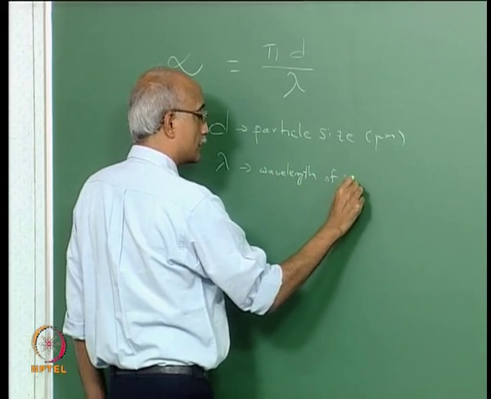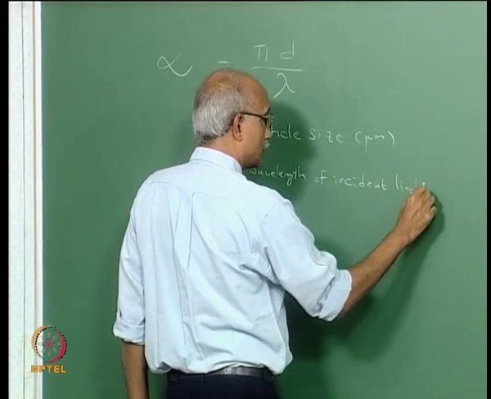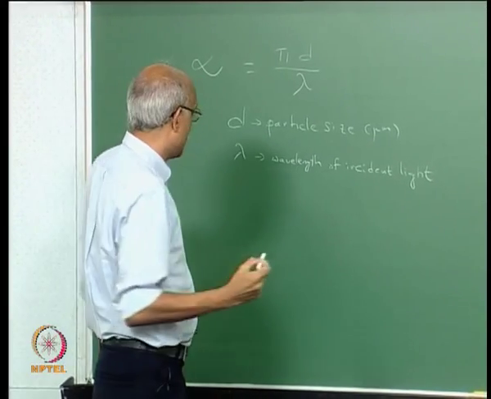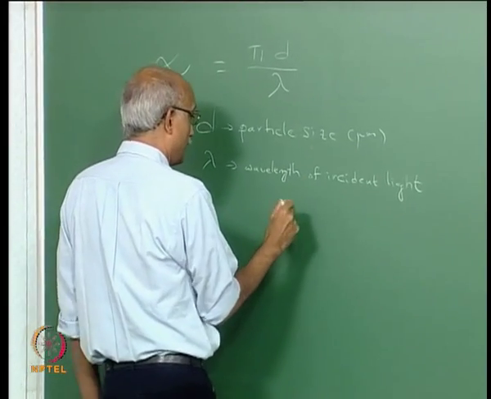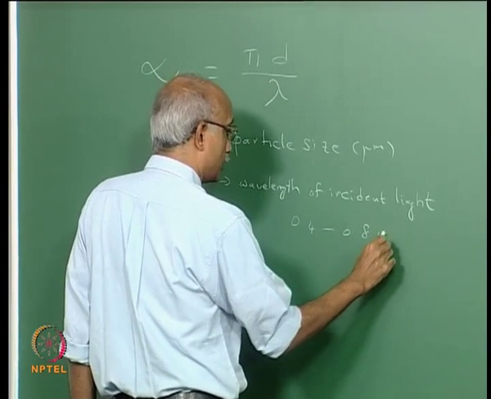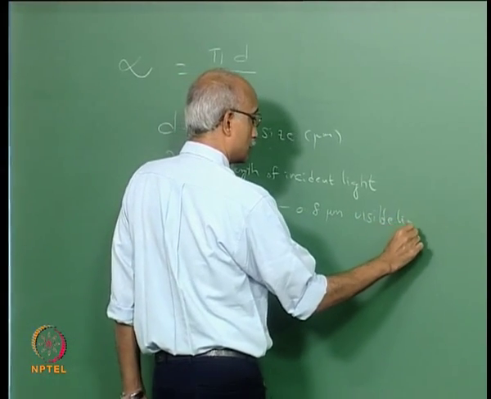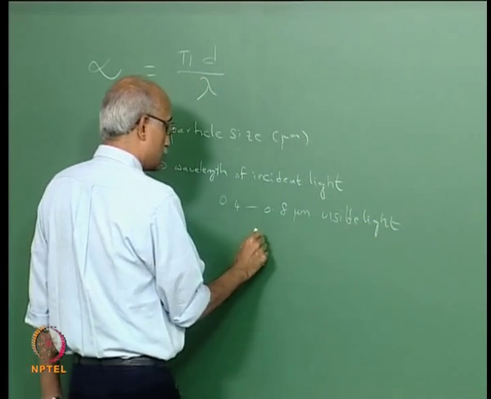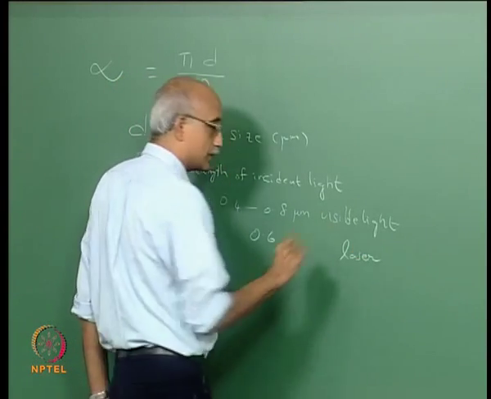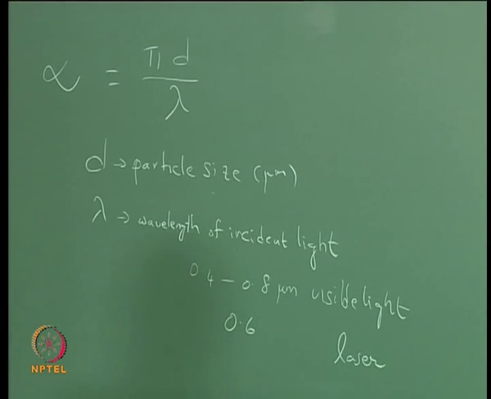of incident light. Again, for visible light, the range of wavelength is roughly from 0.4 to 0.8 micrometers. And laser is somewhere in the middle of this wavelength range. So if you look at this ratio, why is it so critical?